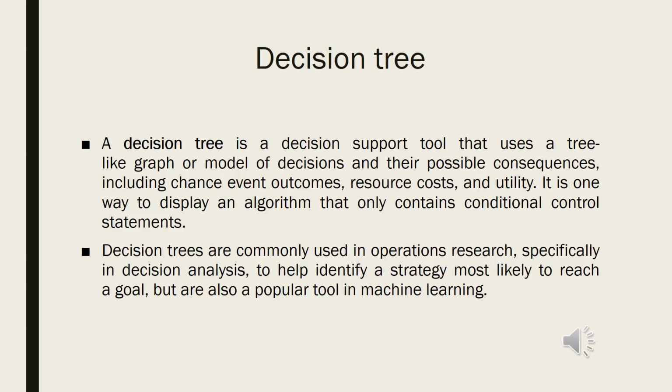Decision tree. A decision tree is a decision support tool that uses a tree-like graph or model of decisions and their possible consequences, including chance event outcomes, resource costs, and utility. It is one way to display an algorithm that only contains conditional control statements. Decision trees are commonly used in operations research, especially in decision analysis, to help identify a strategy most likely to reach a goal, but are also a popular tool in machine learning.